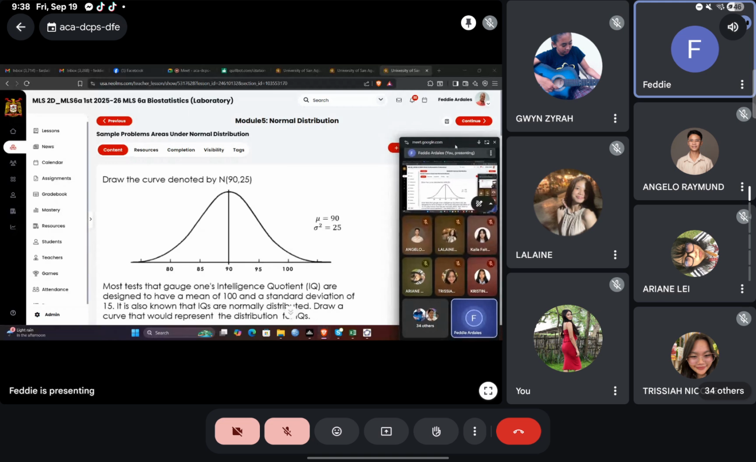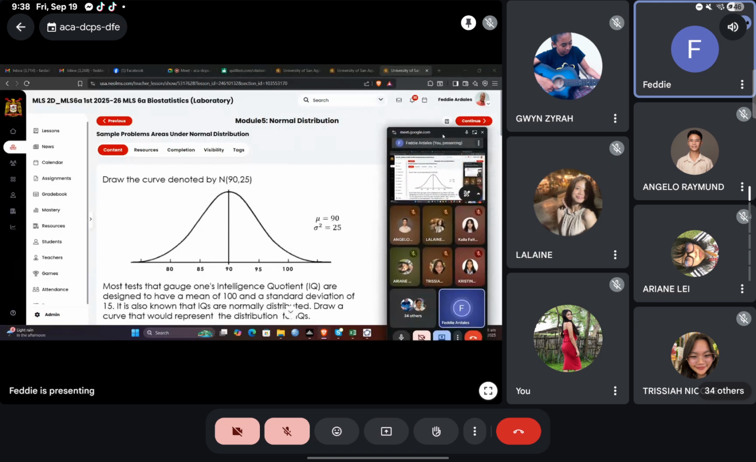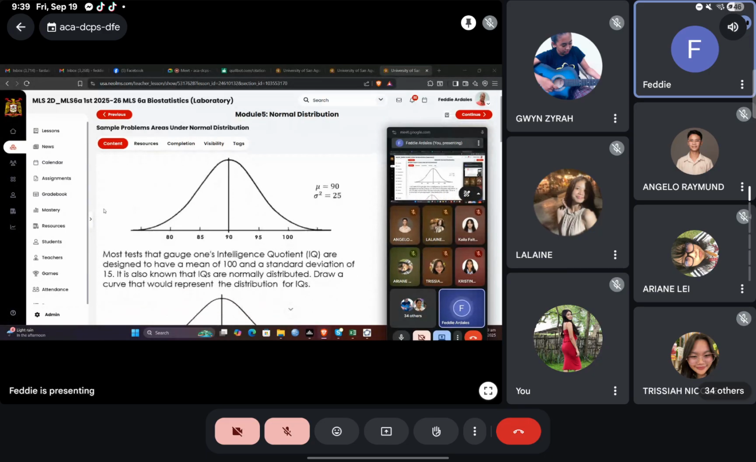So here are some example problems involving areas under the normal distribution. Again, if you're using your iPad or laptop, please download GeoGebra. And later on, we will also have the normal distribution calculator. Okay, let me check this one.